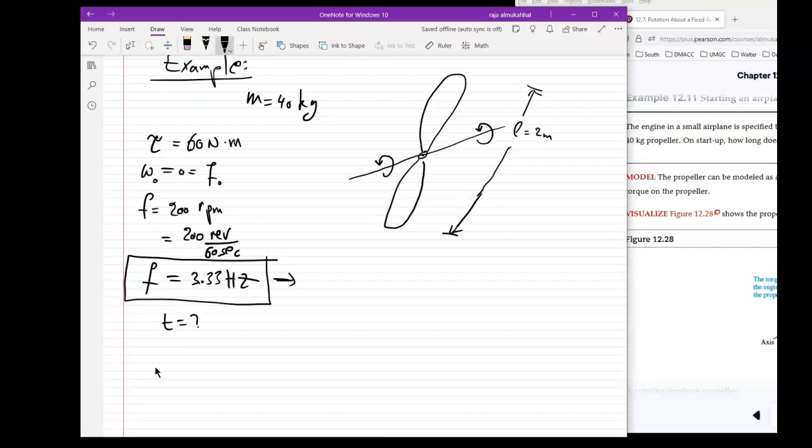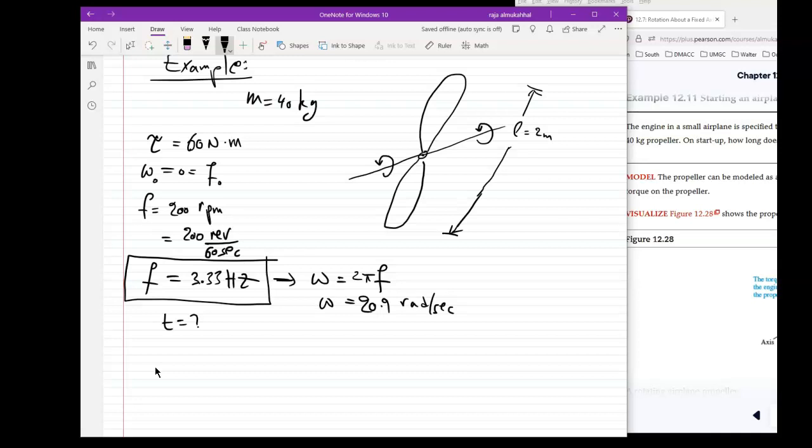Now, let me get the corresponding omega for this one, which is 2 pi f, right? So that will be equal to 3.33 times 6.28. One more time. 3.33 times 6.28. Answer 20.9 to be more exact. 20.9 radians per second. Okay, so that's omega. Now, how long?